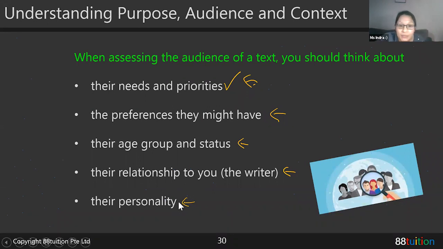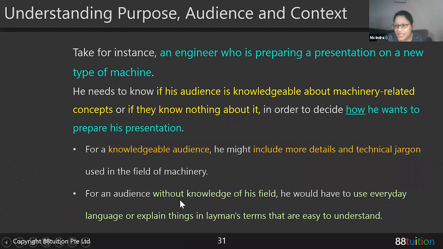Now, let me put it into a very straightforward example. An engineer is preparing a presentation on a new type of machine. If he is able to understand his audience better, he'll be able to customize the message better, right? So if his audience is knowledgeable about machinery-related concepts, or if they know nothing about it, this will affect how he prepares his presentation.